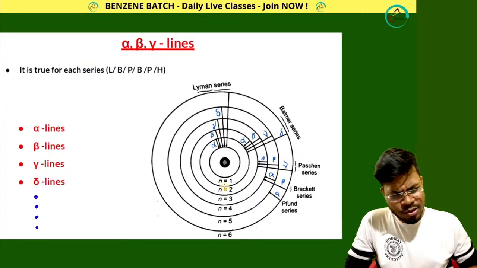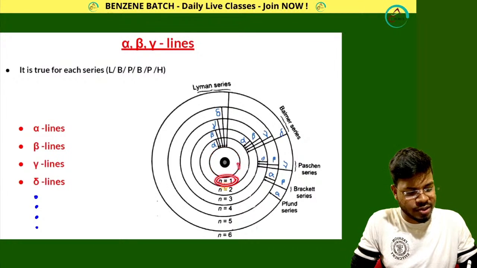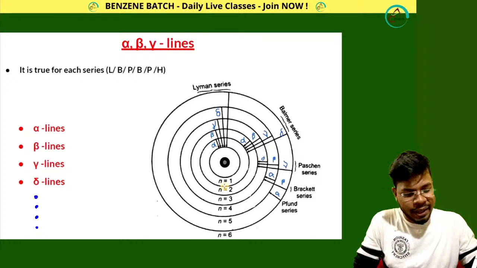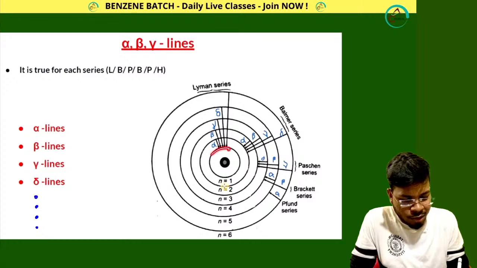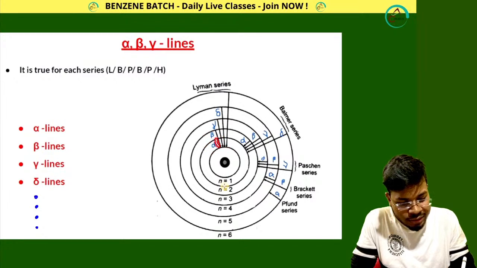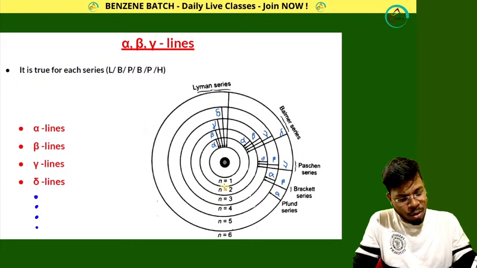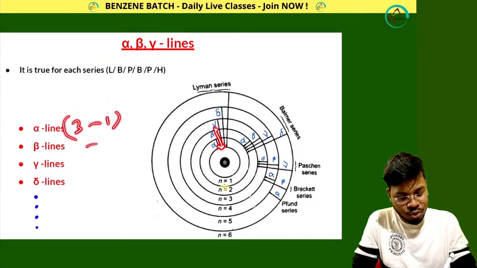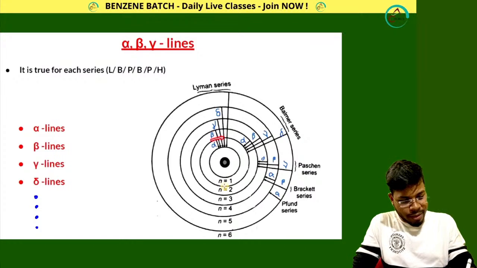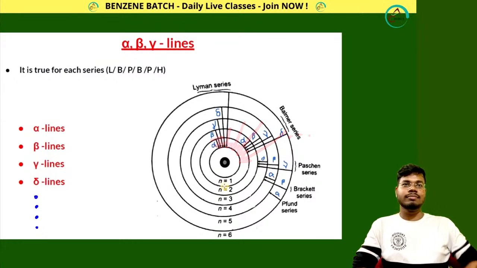Okay. So as I told you, if the transition is happening to n equals 1, the first orbit, right? If the transition is happening to n equals 1 from n equals 2, the gap is 1, then for this transition you will be getting the alpha line. If the transition is happening from n equals 3 to 1, 3 minus 1 equals 2, the gap is 2: from here to here alpha, here to here beta, here to here gamma, here to here delta, here to here dot dot dot.